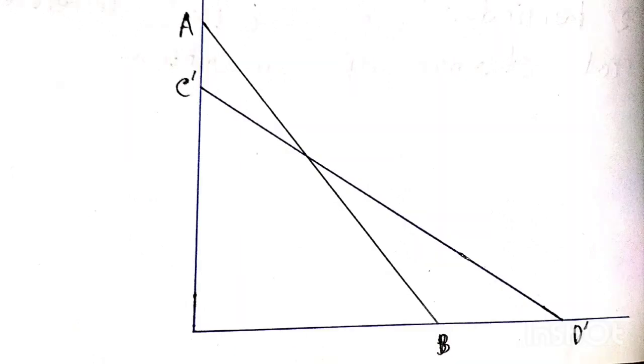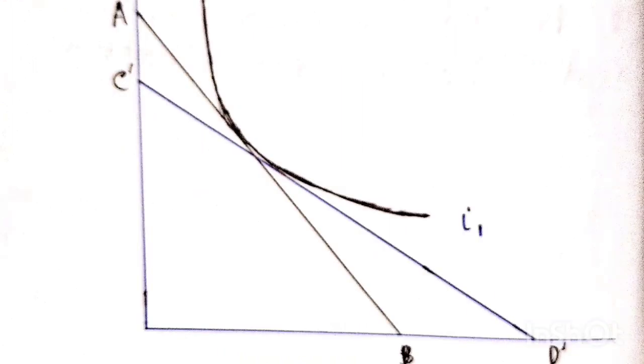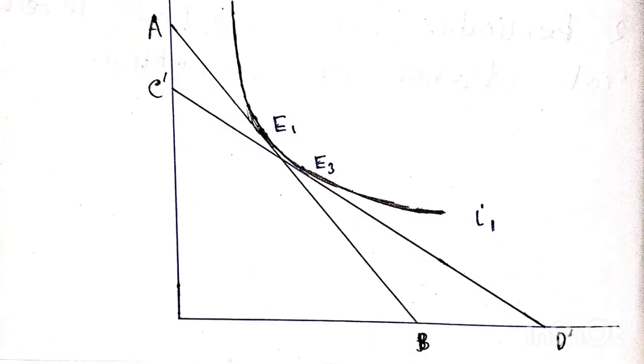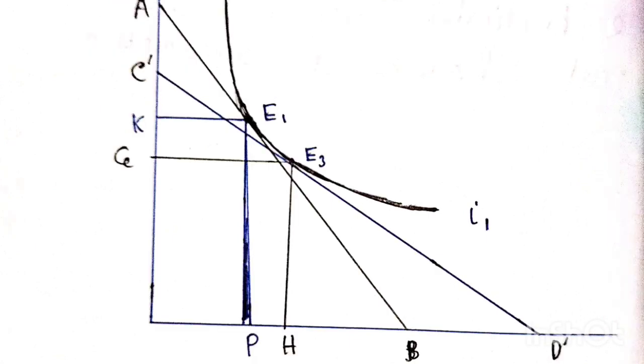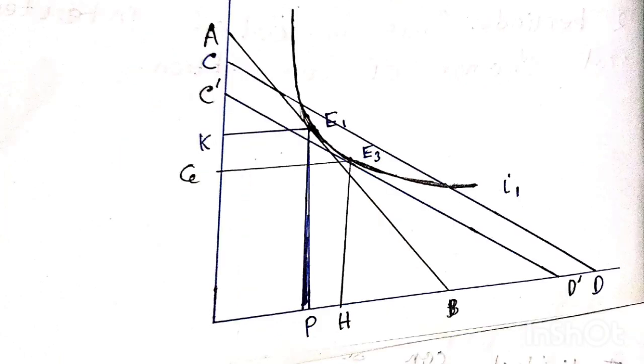Now we will denote it in the graphical representation. At first draw the graph with me. First draw the budget line AB, then draw the budget line C dash D dash, and draw the indifference curve I1, which goes through AB as well as through C dash D dash at two points. The two points are denoted by E1 and E3, that is equilibrium 1 and equilibrium 3. Equilibrium 1 is the point where AB and indifference curve 1 meet, and equilibrium 3 is the point where C dash D dash and indifference curve 1 meet.